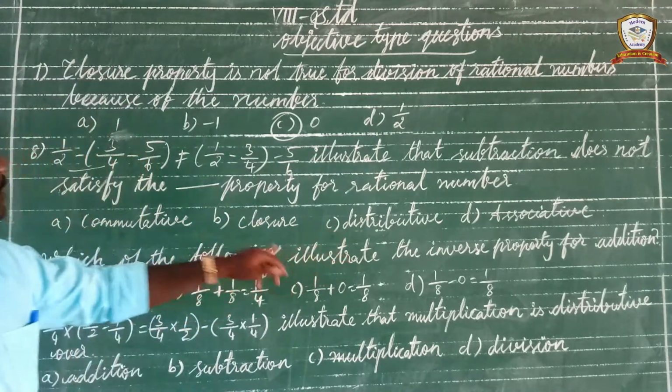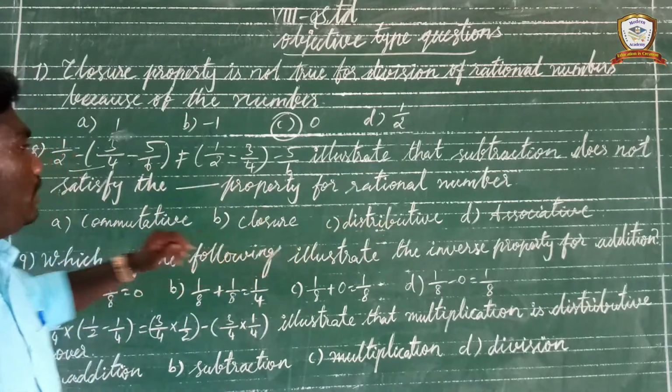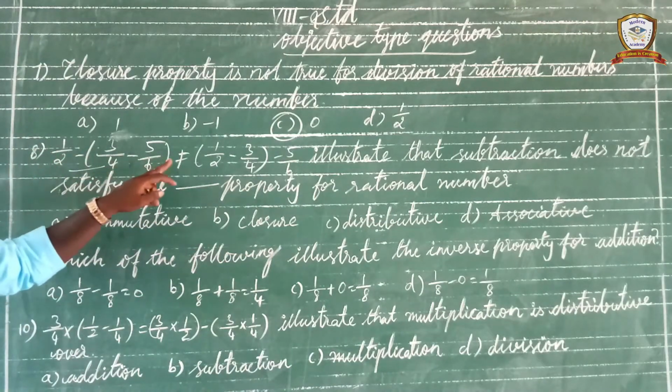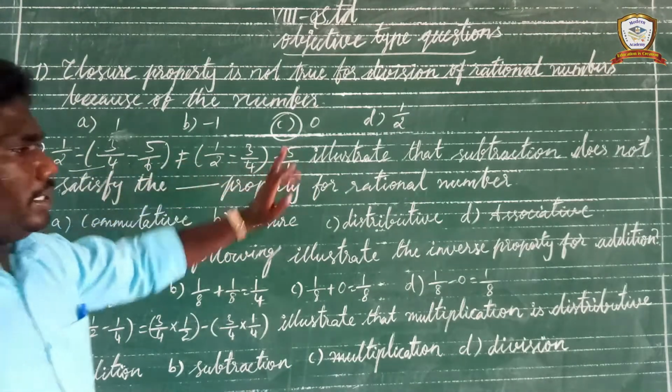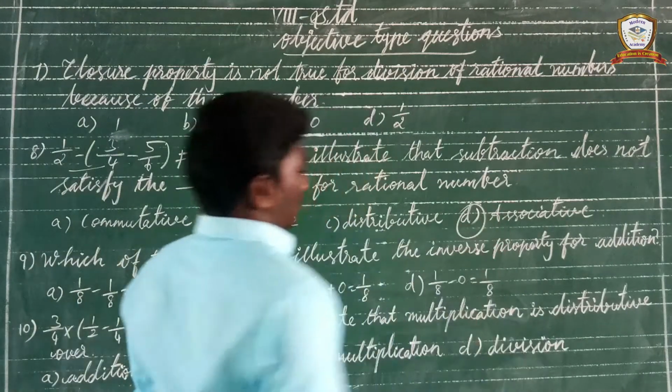Distributive property: a into b minus c, that one is not. Next, associative property: a minus (b minus c) is not equal to (a minus b) minus c. So this is the associative property only, the correct answer.